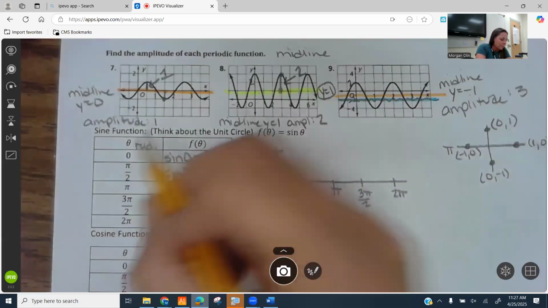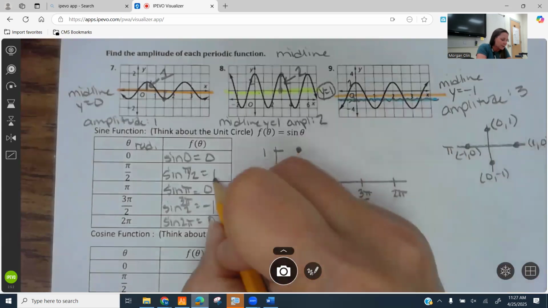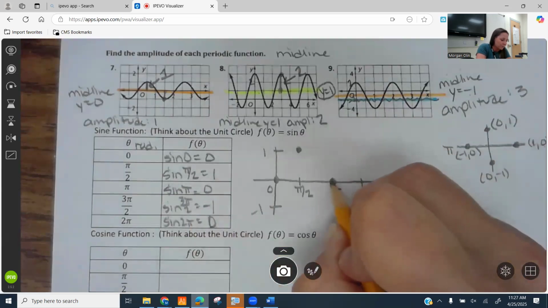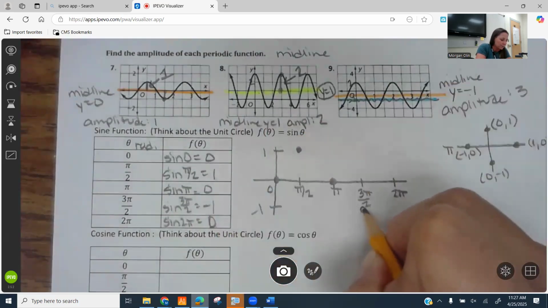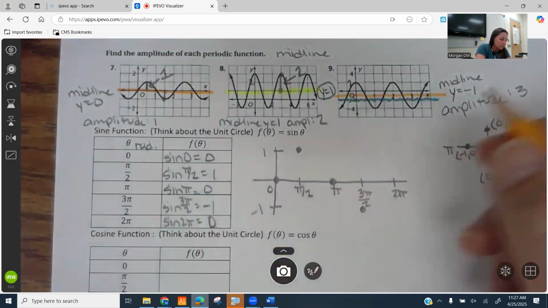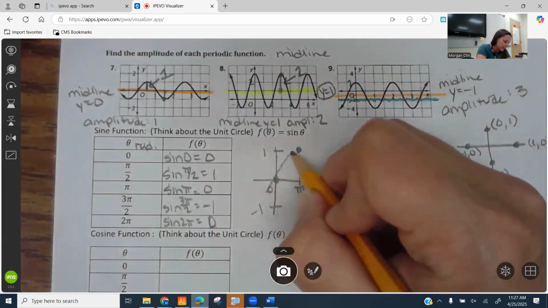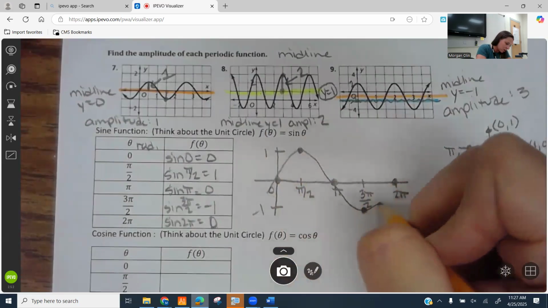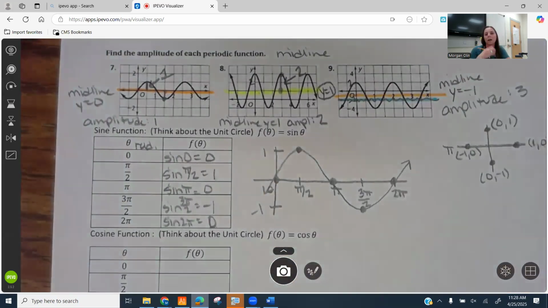At pi over 2, it's at 1, so it went up. At pi, it goes back to 0. And then here, it goes back down to -1. And then at 2 pi, it goes to 0. And then we're going to start over. So we can connect these, make it like a curve, like you've been seeing today. And I just did one complete cycle.